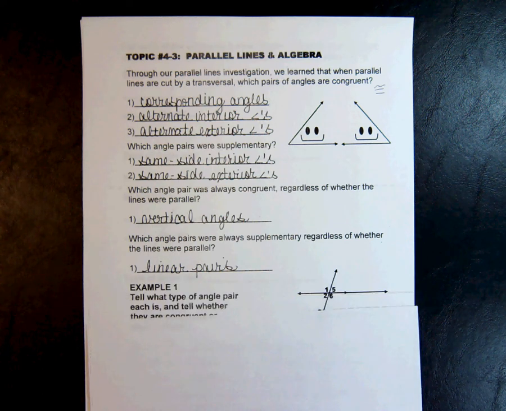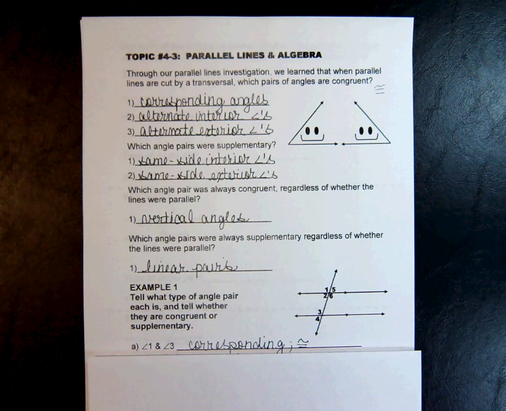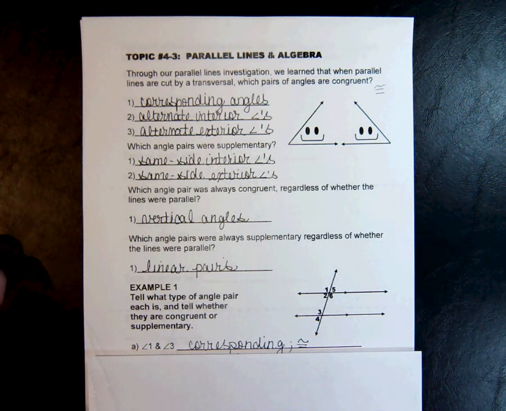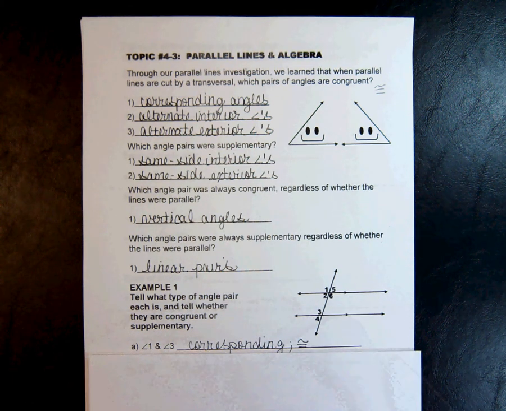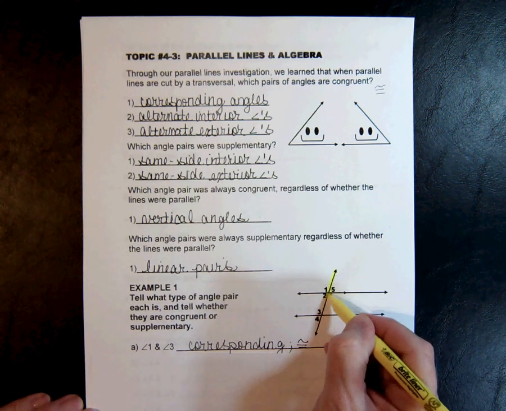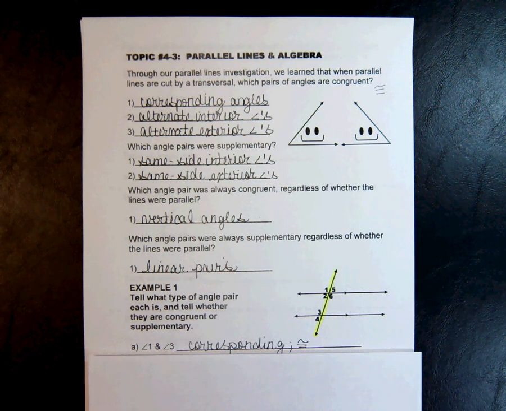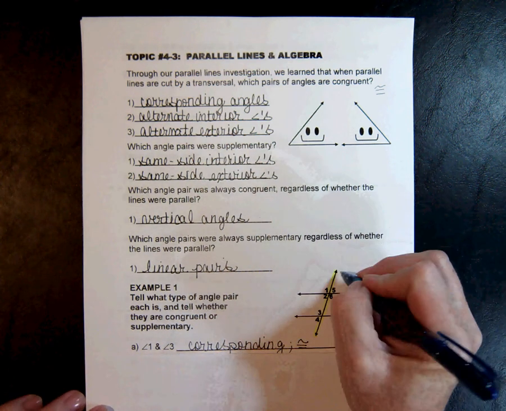So this example, tell what type of angle pairs each is and tell whether they are congruent or supplementary. 1 and 3. I'm using 2 pencils. Again, these denote parallel lines. So you can take a highlighter and mark your transversal. Sometimes this helps. If this is the line that cuts them in half, you might want to note that this is your transversal.